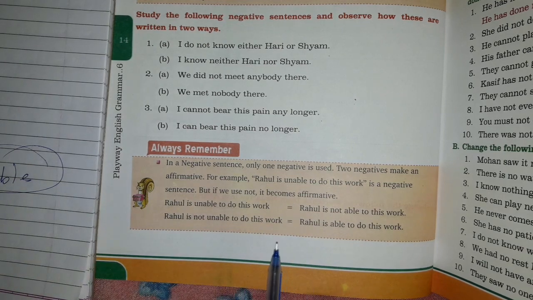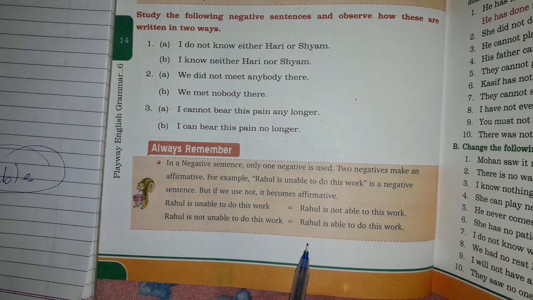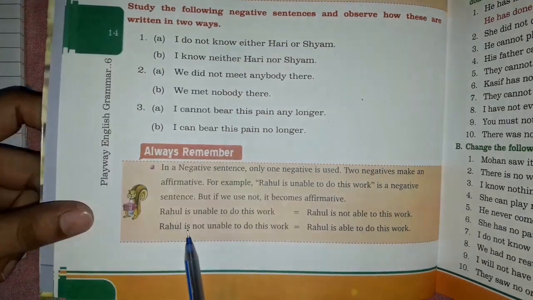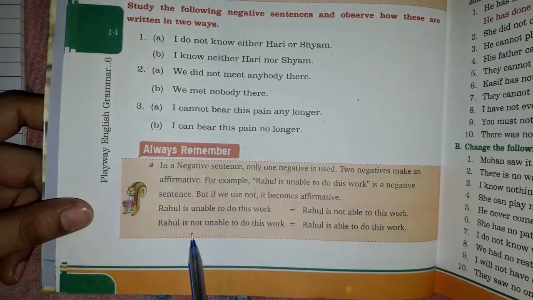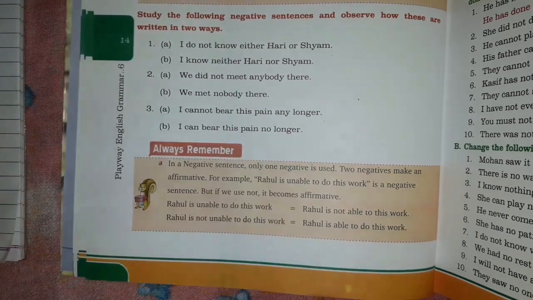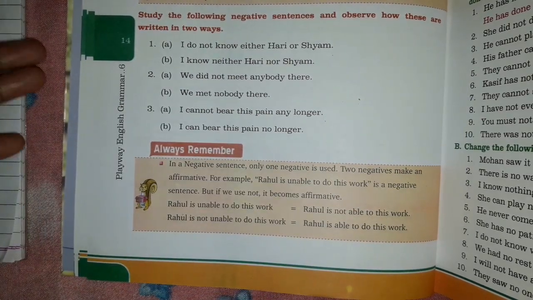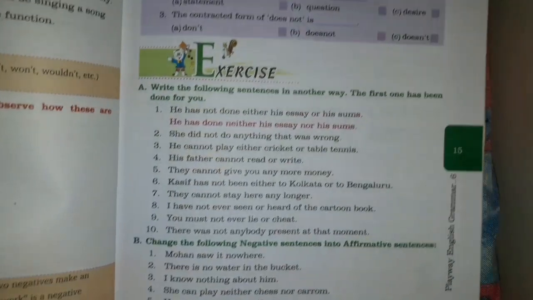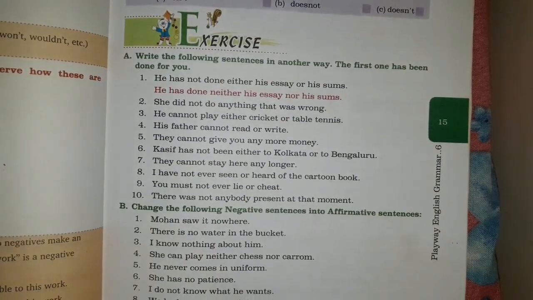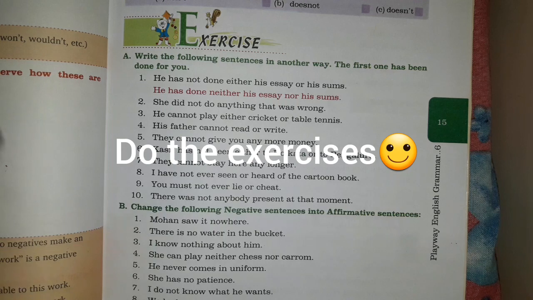So avoid this mistake. If you are writing two negative words in the same sentence, for example here, Rahul is not unable, it means we are denying that he is unable, and this is wrong. So it will make it what? It will make it an affirmative sentence. Now these are the exercises. Kindly do the exercise and then I will discuss the answers with you all.